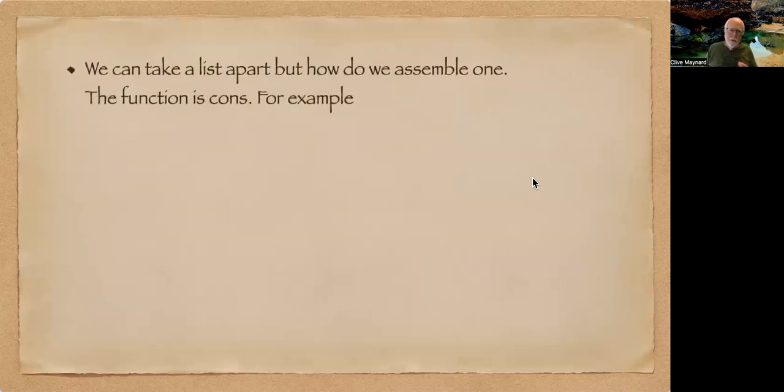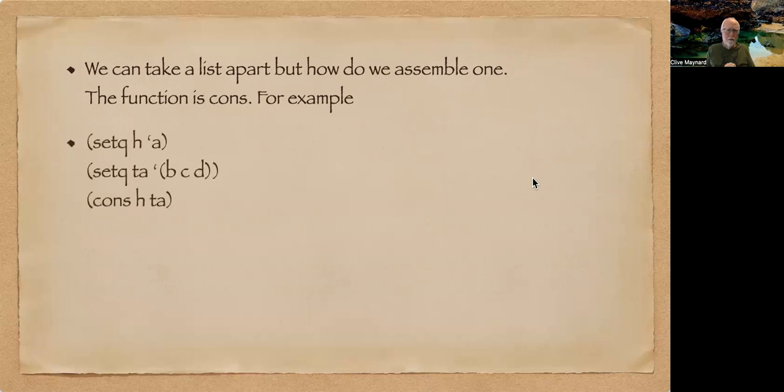So where are we getting to? We can now take a list apart, but how do we assemble one? This is the opposite process, and the function in this case is called cons. So for example, if we had setq h is a, and setq ta is b c d, I should have said quote b c d, then the cons of h and ta simply produces the list a b c d. So we can take things apart, we can put them back together again.